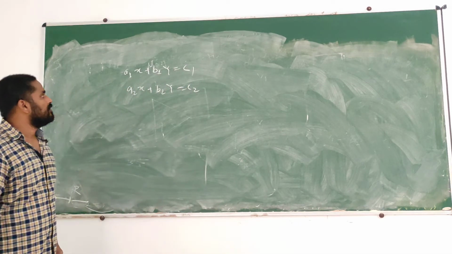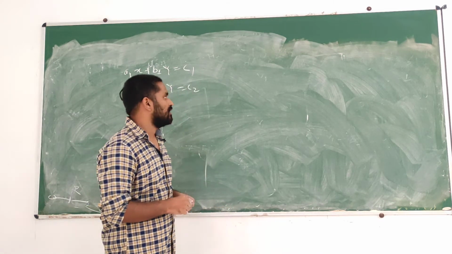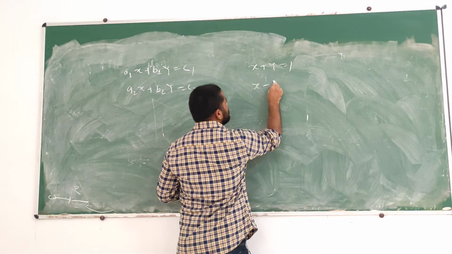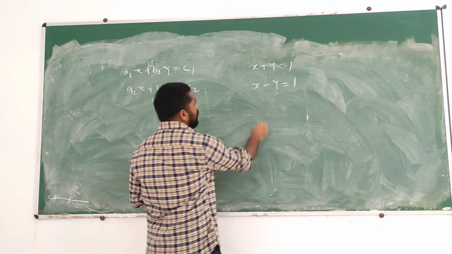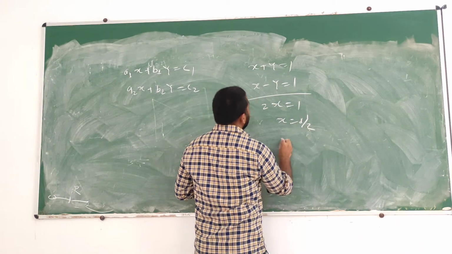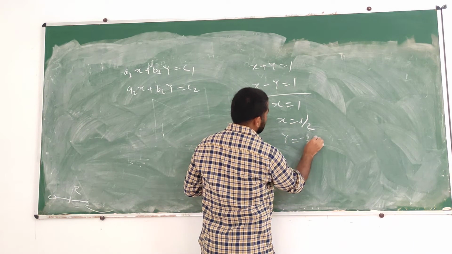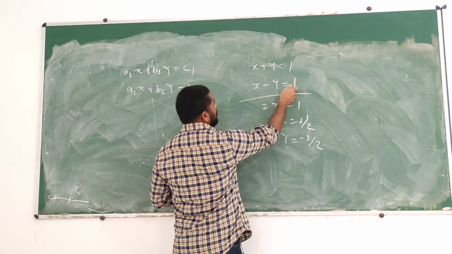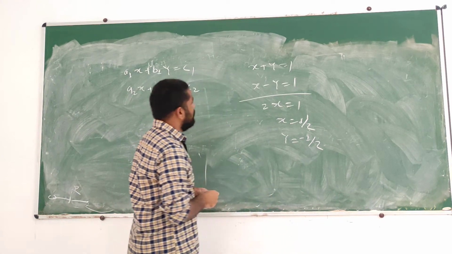Now we can do it by generalization also, or we can do it by taking a normal equation. Suppose we take x plus y equal to 1 and x minus y equal to 1. These are the two equations we have taken. If we solve, how much do we get? 2x is equal to 1, x is equal to half, and y will be minus half.